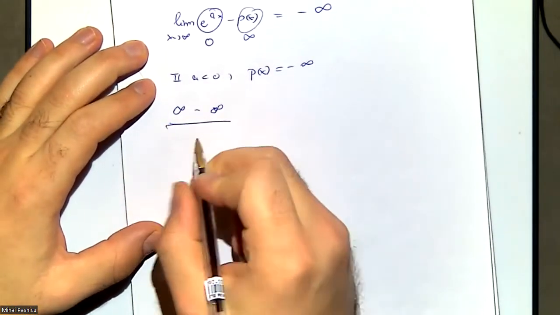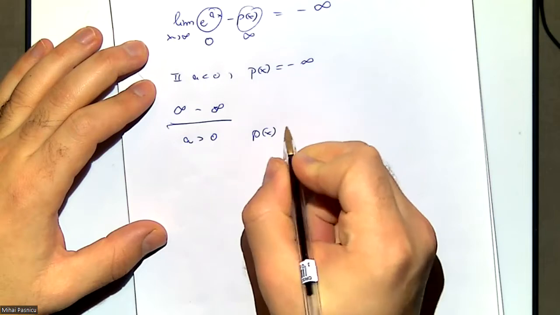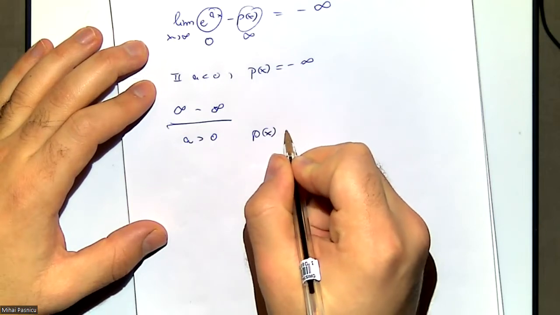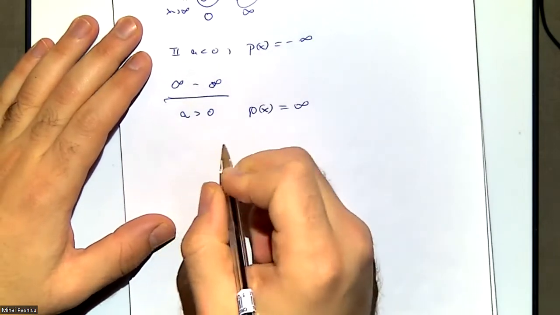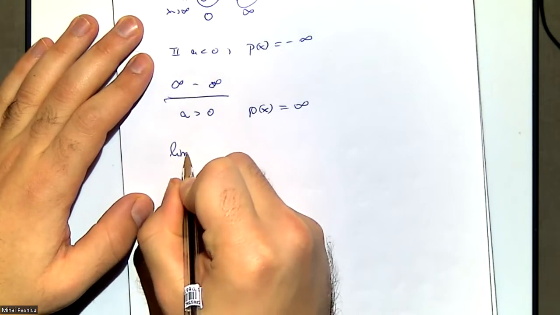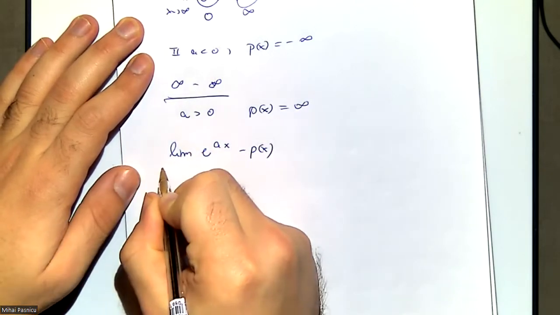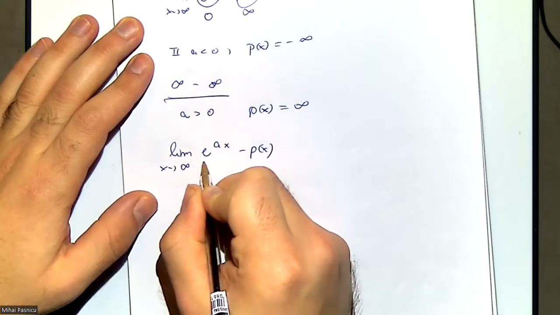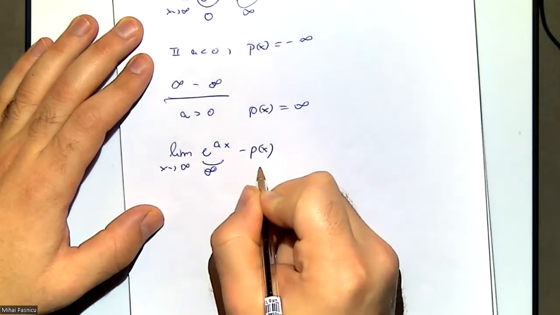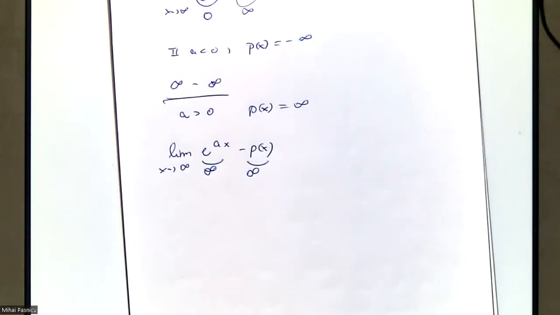So we're going to solve it in this case, which in particular is a greater than 0 and p of x is infinity. So we're going to have the limit of e to the ax minus p of x. This will go to infinity. This goes to infinity. And why I said this case is interesting, because usually undetermined cases are interesting problems.